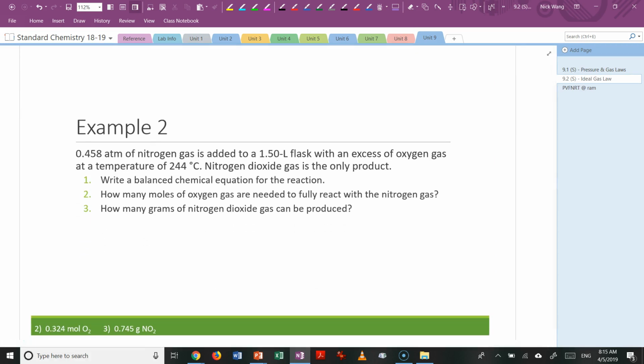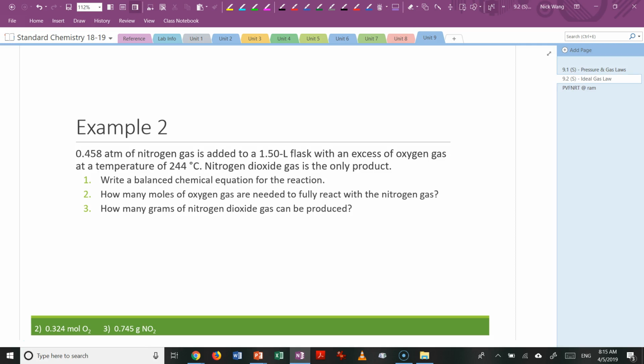For this one, you have 0.458 atm of nitrogen gas, and it's added to a 1.50 liter flask with an excess of oxygen gas at a temperature of 244 degrees Celsius. Nitrogen dioxide gas is the only product. Okay, so this is your prompt here. You have a couple of leading problems here to help you out with the final answer. Write a balanced equation for the reaction.